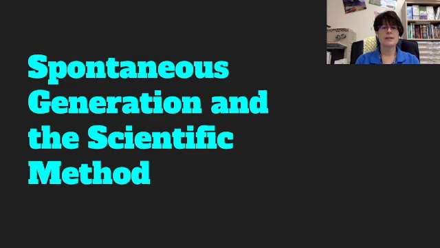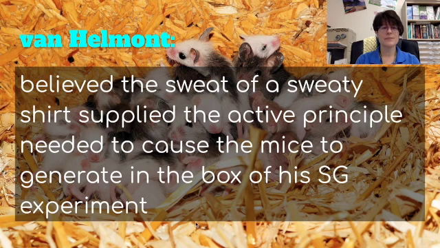Let's take a look at spontaneous generation and the scientific method. We're going to take a look at some experiments that were performed to try to prove and disprove spontaneous generation, which remember is where living things arise from non-living things. Van Helmont performed an experiment where he believed the sweat of a sweaty shirt supplied the active principle needed to cause mice to generate in a box.